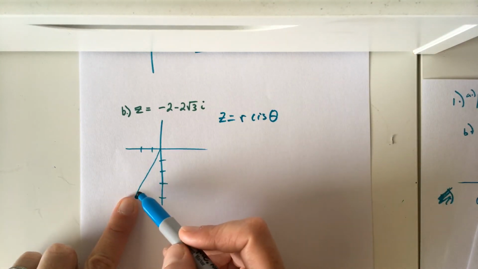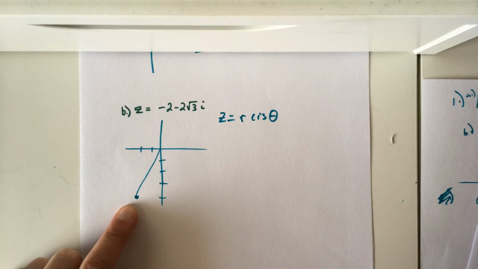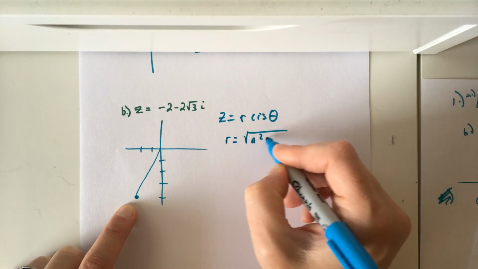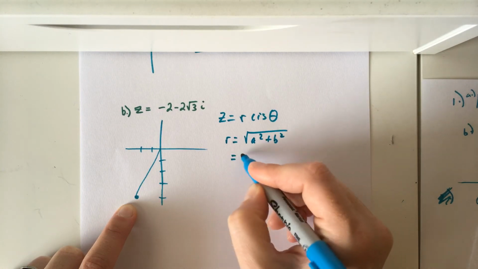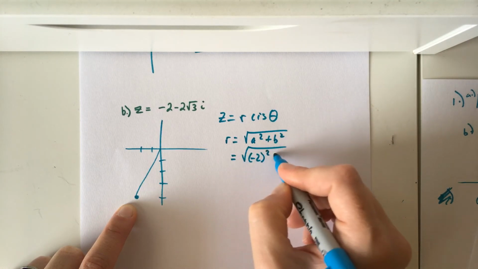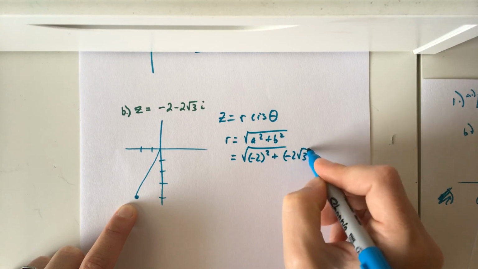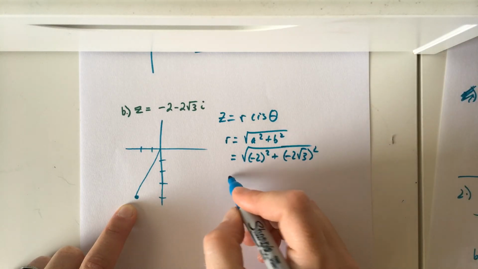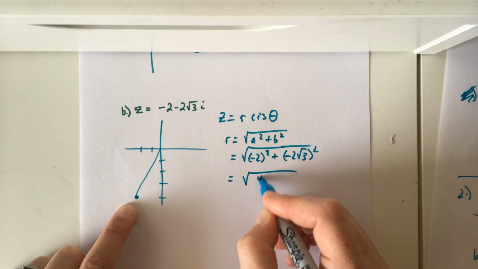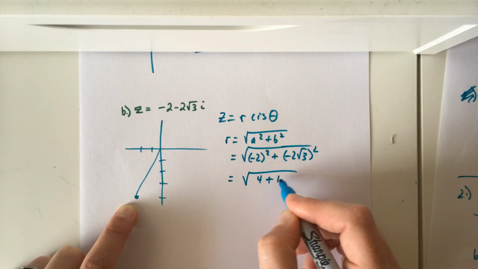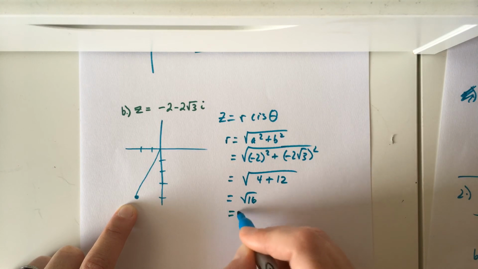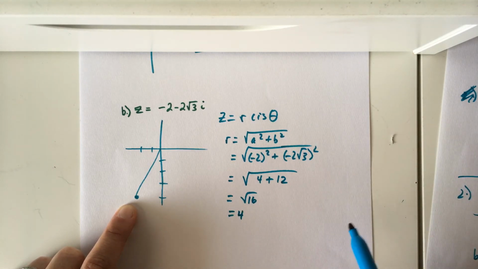The radius we can figure out with the idea of Pythagorean theorem, or absolute value. The radius is the square root of a squared plus b squared, which in this case is -2 squared plus -2 root 3 squared. We can simplify that. We've got 4 plus, this would be 4 times 3, or 12. And 4 plus 12 is the square root of 16, which is 4. So we found the radius to be 4.